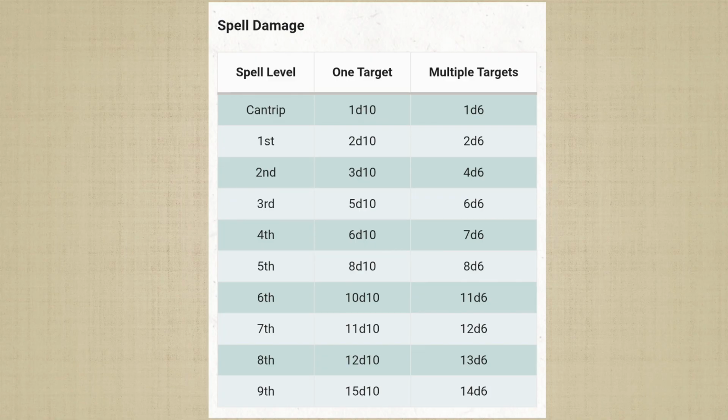This chart is intended to help you design your own spells, but you can use these guidelines whenever someone's using a spell that doesn't usually cause damage, but in this situation they're being creative, so it should cause damage. You can reference this chart and know how much damage this creative thing should do.